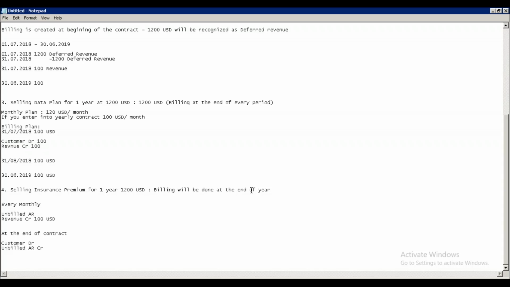What does this mean? If I'm doing the billing at the end of the contract, every month I need to book the revenue. So which corresponding account will I use? Earlier I was using the customer account, but I cannot use the customer account here. That is the reason there is another account called unbilled AR, or accounts receivables. Again, this is a temporary account. At the end of the year, this unbilled AR account will nullify and everything will be available in the customer account.